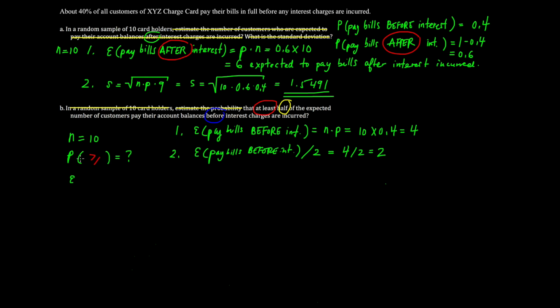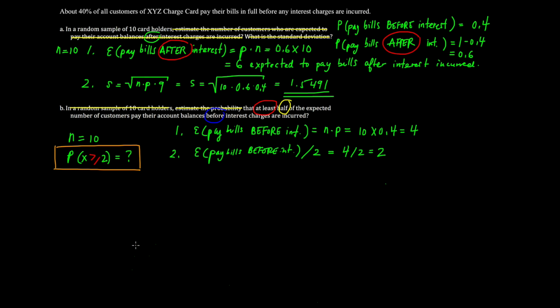So I want to know what is the probability that my x, what I'm looking for, is greater than or equal to 2, which is this number right here. What is it? It's the expected number of people that pay bills before interest is cut in half, right? So I have my "at least" covered right here. Half of the number of people that are expected to pay their bills before interest is incurred, okay? So this right here is what I'm looking for.